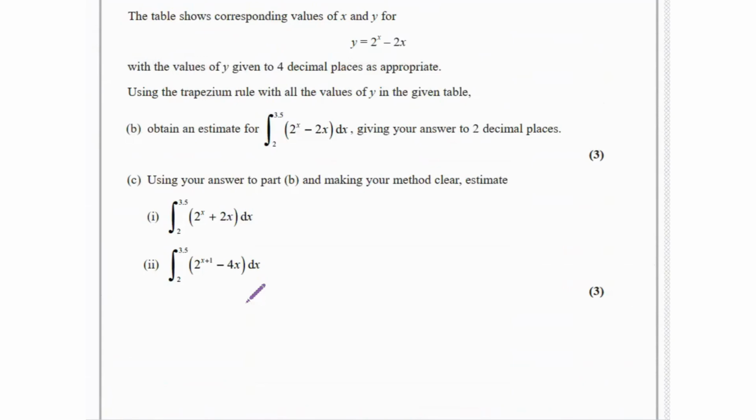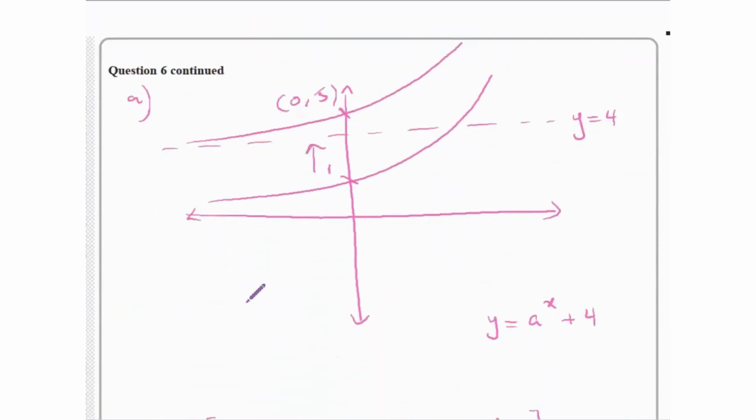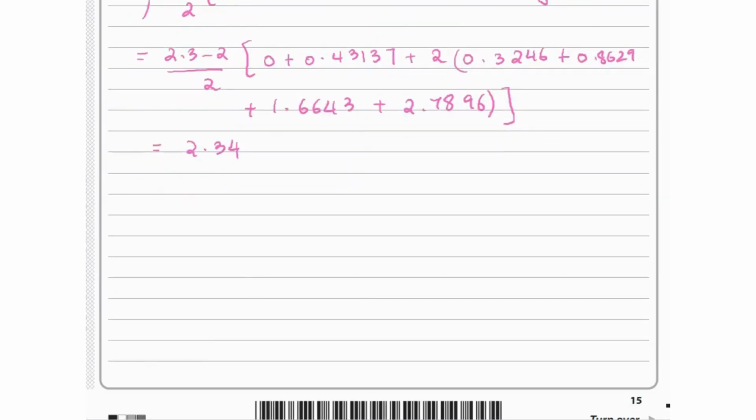Then it's saying, using your answer to part B and making your method clear, estimate the integral of 2 to the power of x plus 2x dx and 2 to the power of x plus 1 minus 4x dx, and the limits are the same. So for the first one, from 2 to 3.5, it's 2 to the power of x plus 2x dx. So what we can do is rewrite 2x as 4x minus 2x.